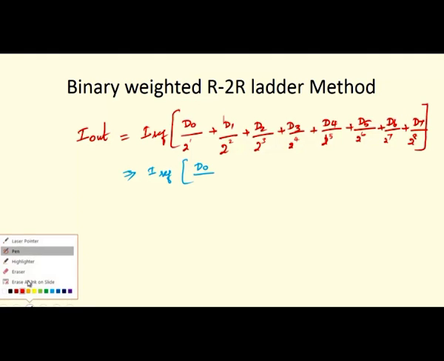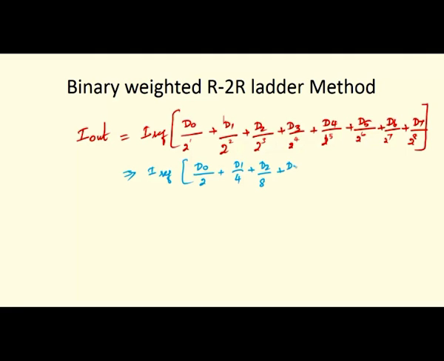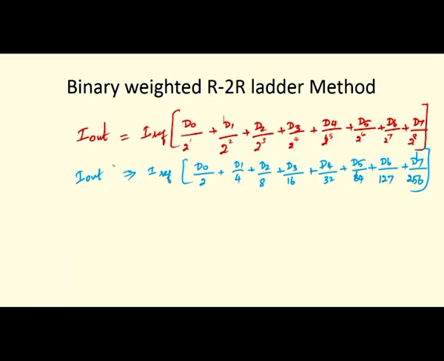The corresponding bits are also represented as D0 by 2 plus D1 by 4 plus D2 by 8 plus D3 by 16 plus D4 by 32 plus D5 by 64 plus D6 by 128 plus D7 by 256. Based on this calculation only, we convert the given digital signal into an analog signal.